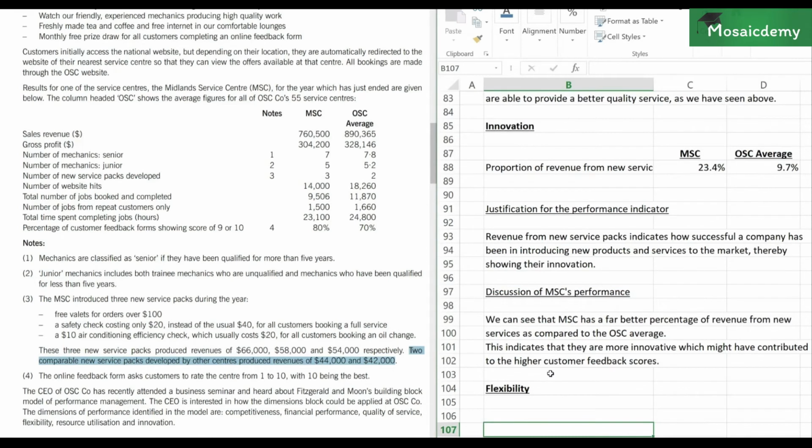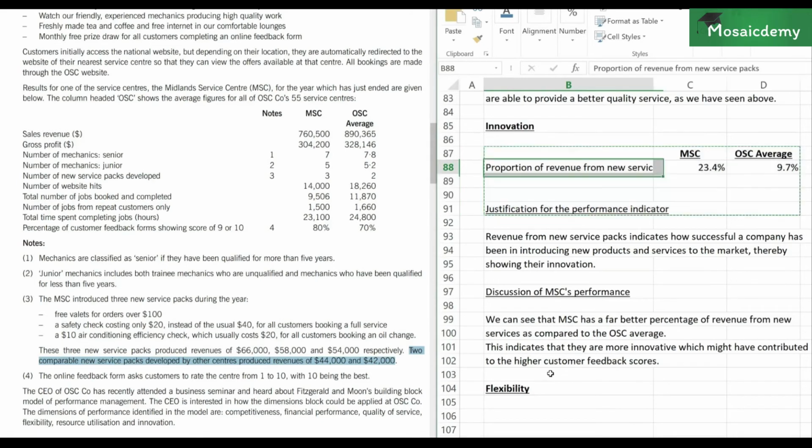We can also potentially mention that they introduced 3 new service packs as compared to 2 for the OSC average, but we're running short on time, so let's just skip ahead. Okay, let's just copy this again.